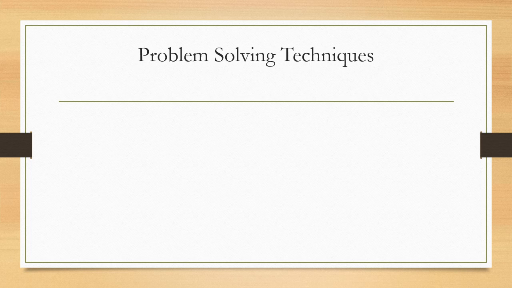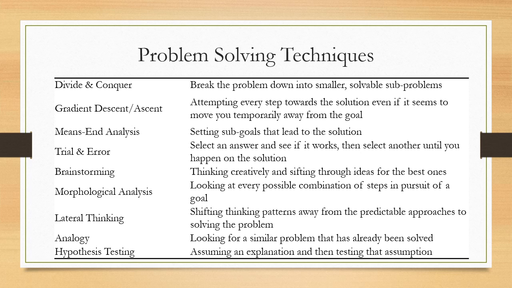Two, problem solving techniques. So these are ways to solve the problem, I guess. Firstly, divide and conquer. Break the problem down into smaller solvable subproblems. The second one is gradient descent or ascent. This is when you attempt every step towards a solution, even if it seems to move you temporarily away from the goal. Means ends analysis. This is setting sub-goals that lead to the solution.